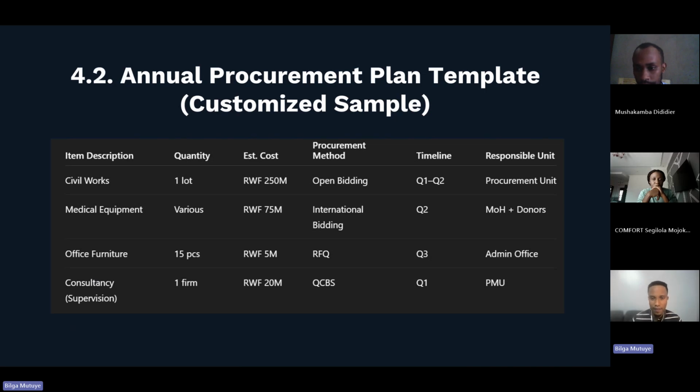As indicated above, the procurement method that will be used is open bidding, whereby everyone is open to participate in the bidding. The timeline for this civic work will be from quarter 1 to quarter 3 of the duration of the project. The responsible unit will be the procuring unit, who are responsible for evaluating the procurement process as well as awarding the contract to the potential bidder.